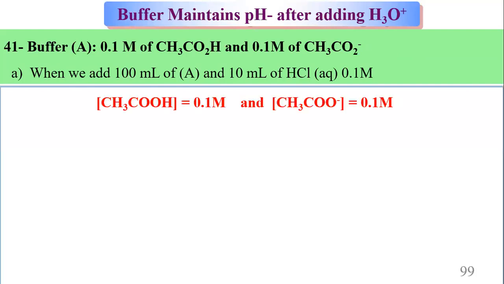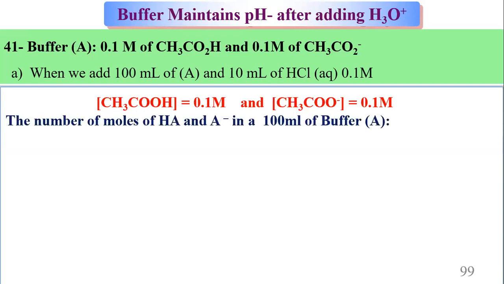And here is part A. So again, we have acetic acid 0.1, acetate ion 0.1. And I'm just going to do this the long way, step by step. Of course, you could simplify these a lot easier when you get stronger at it. Calculate the number of moles of each of the acid and its conjugate.